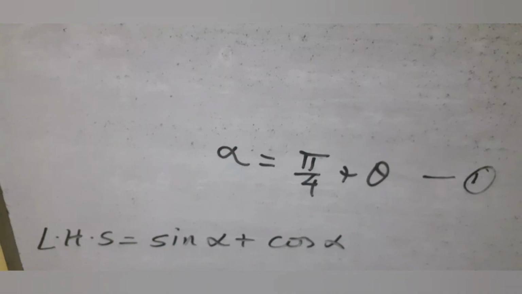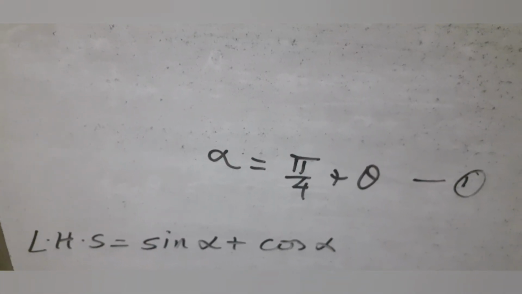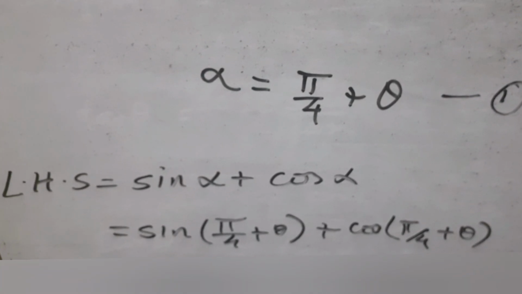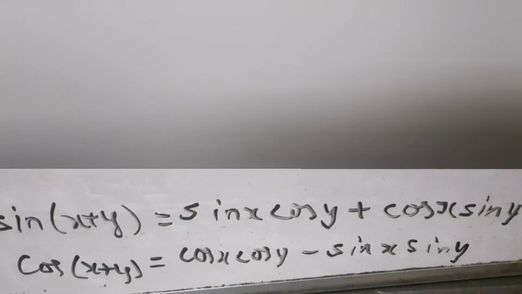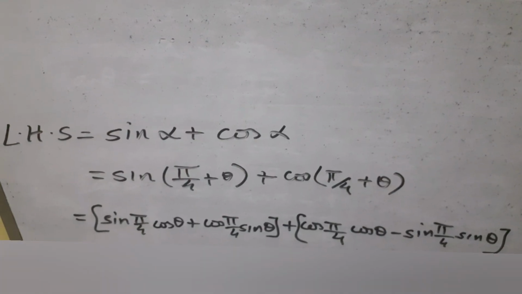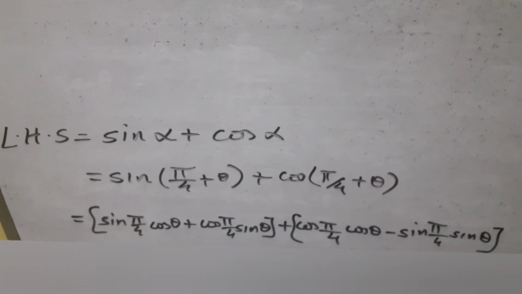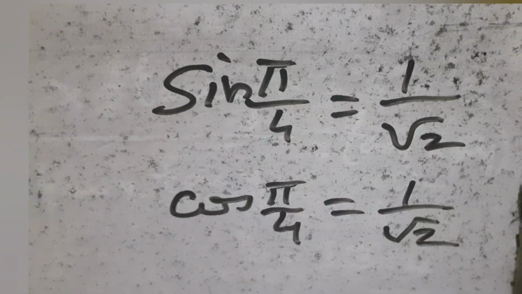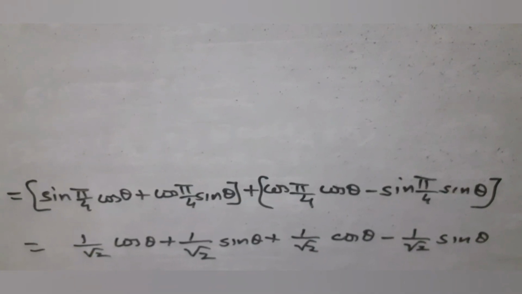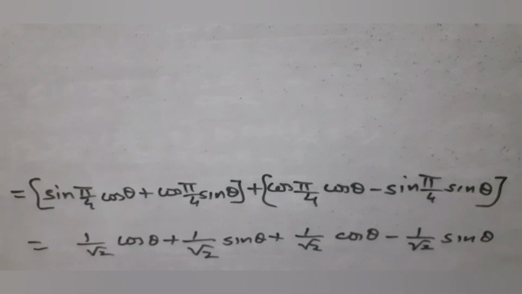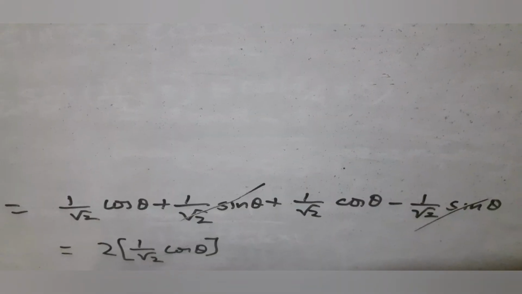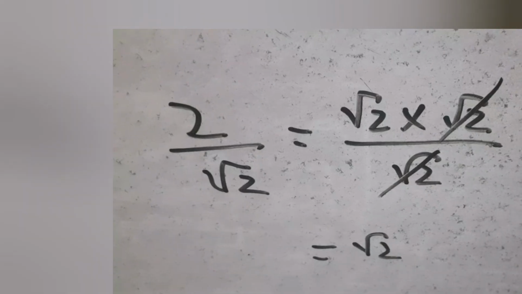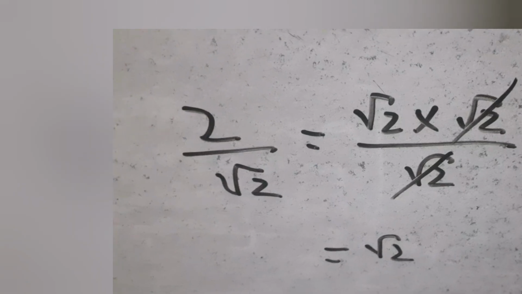Now start from the LHS, sin alpha plus cos alpha. Replace alpha with pi by 4 plus theta. This is of the form sin of x plus y and cos of x plus y. Use the trigonometry formula. Substitute the values for sin pi by 4 and cos pi by 4. Two can be written as root 2 into root 2, so you can cancel off to get root 2 into cos theta.